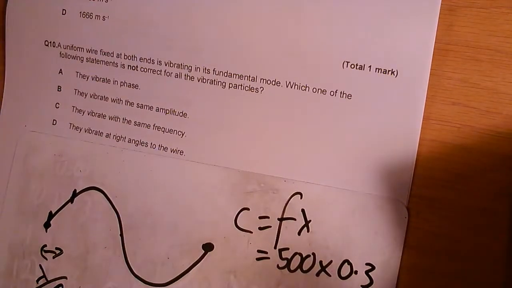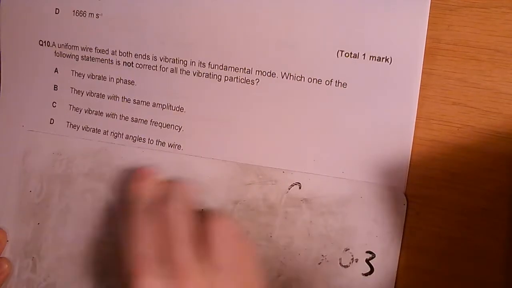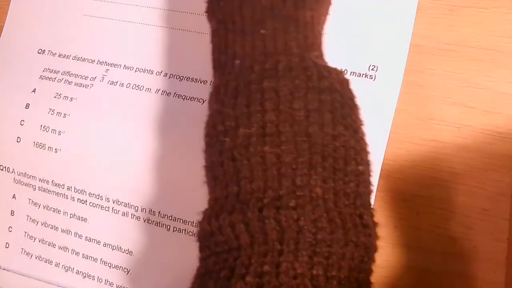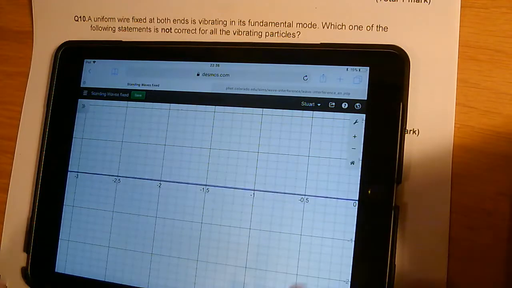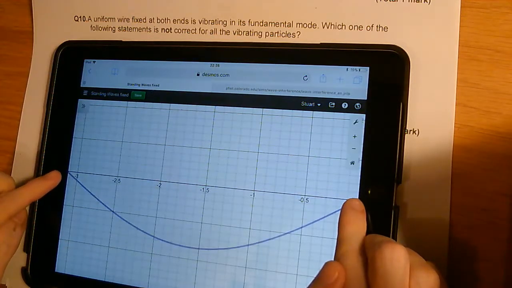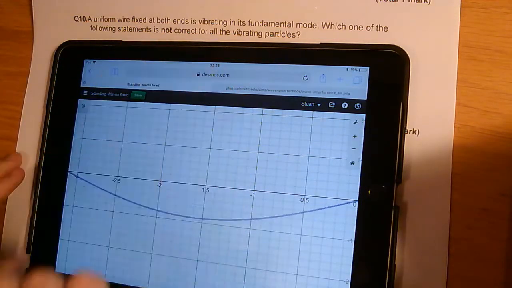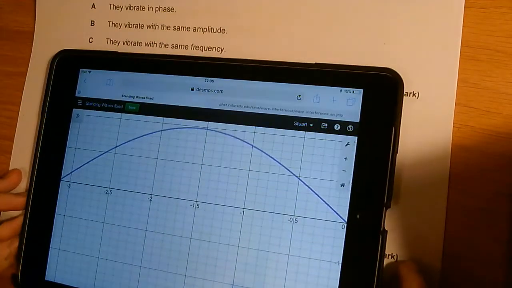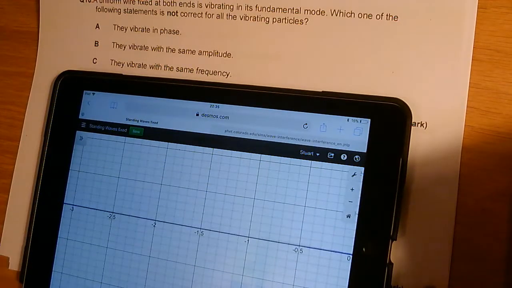Question 10. Uniform wire vibrating in its fundamental mode, and it's fixed at both ends. Now, let me just pause this for a moment. There is our wave, fundamental, so we've got a fixed point at both ends and it's vibrating in between those fixed points. We've got to figure out which statement is not correct, and I've helpfully put that in bold for you. So we're looking for the one that is wrong, so let's see. It's talking about the statements being correct or not correct for all the vibrating particles. Let's start with the first one.